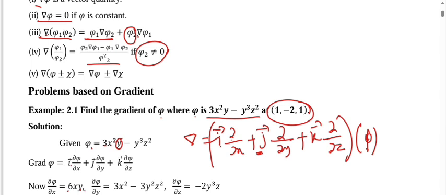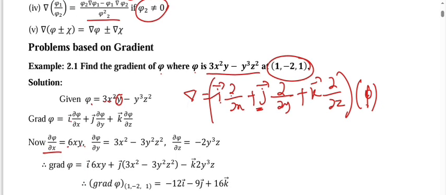In the same way, dou phi by dou y is 3x square minus 3y square z square. Dou phi by dou z is minus 2y cube z.